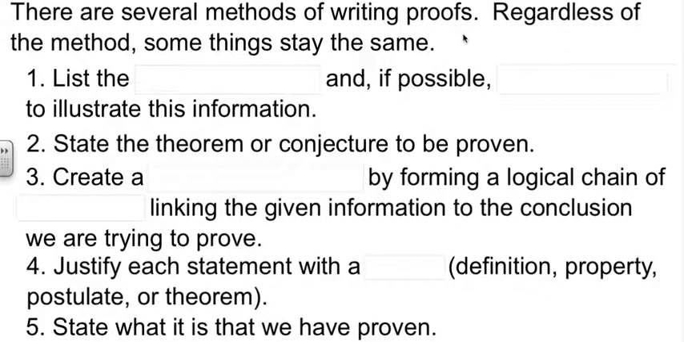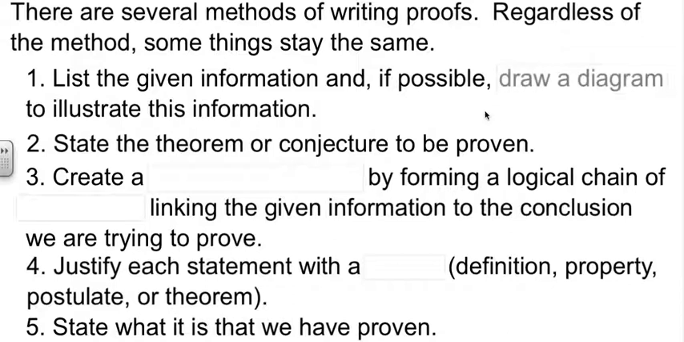There are a number of different methods for writing a proof. And over the course of the year, we're going to go through all the different methods. But regardless of what type of proof we go through, some things stay the same. You always need to list the given information. They're going to give you some information in the problem to start with. You have to have a place to start. And if it's possible, you draw a diagram to show it. Sometimes it's not possible to draw a diagram for it, but if you can, you should.